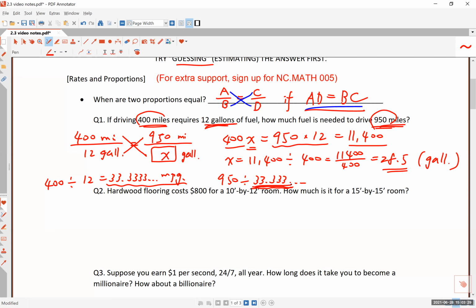33.33333, maybe 5 decimal places, because anytime you round off or approximate, you end up introducing more possible errors to the answer. Right? If you do this, you get 28.5. Okay, so that is your answer to this question. All right, any questions about this? All right, let's go to the next one.